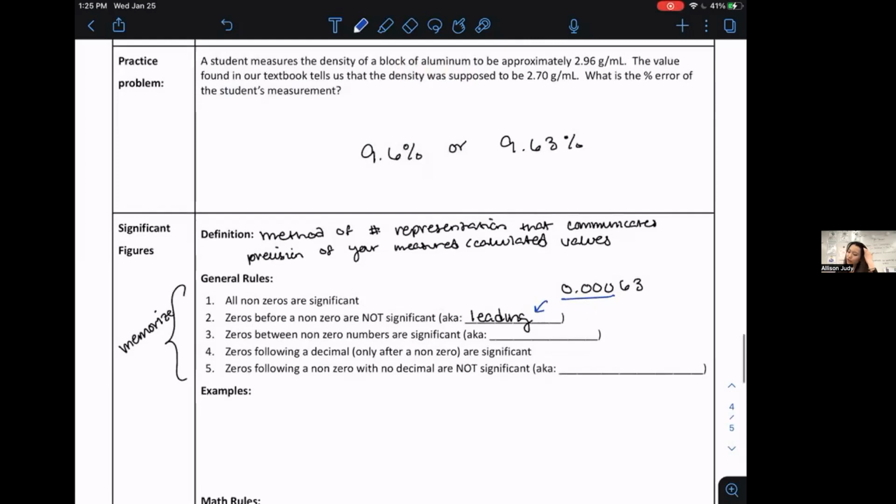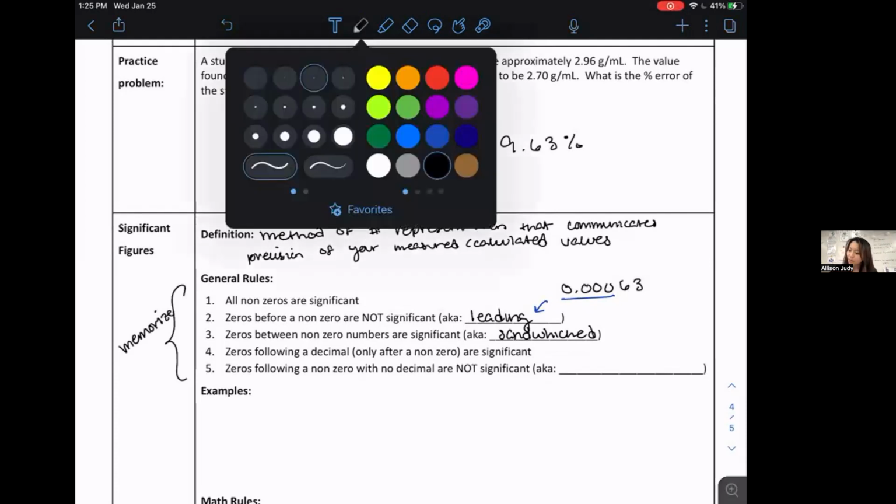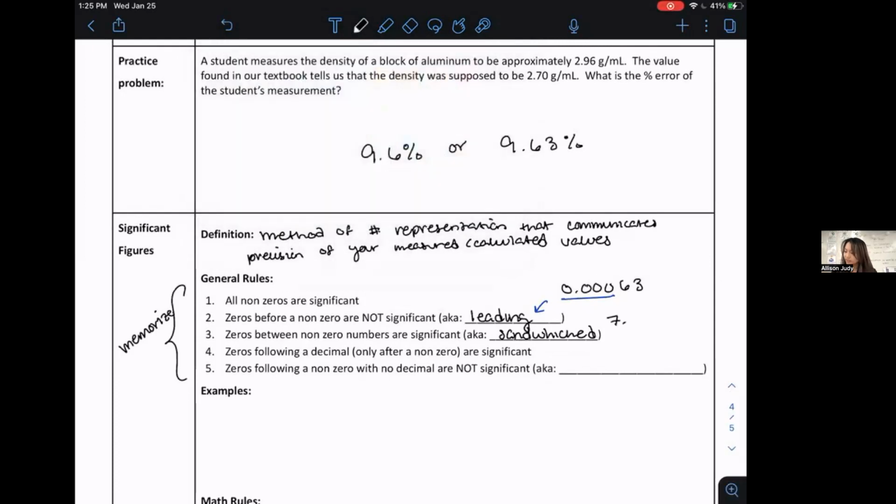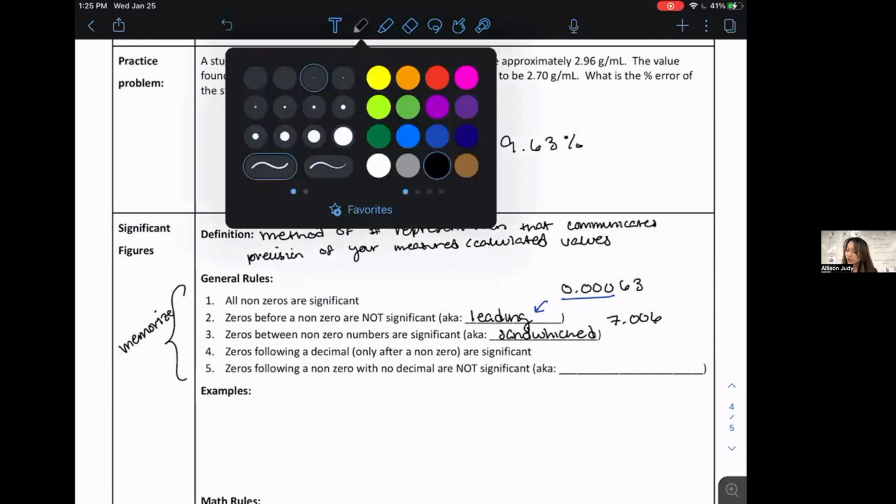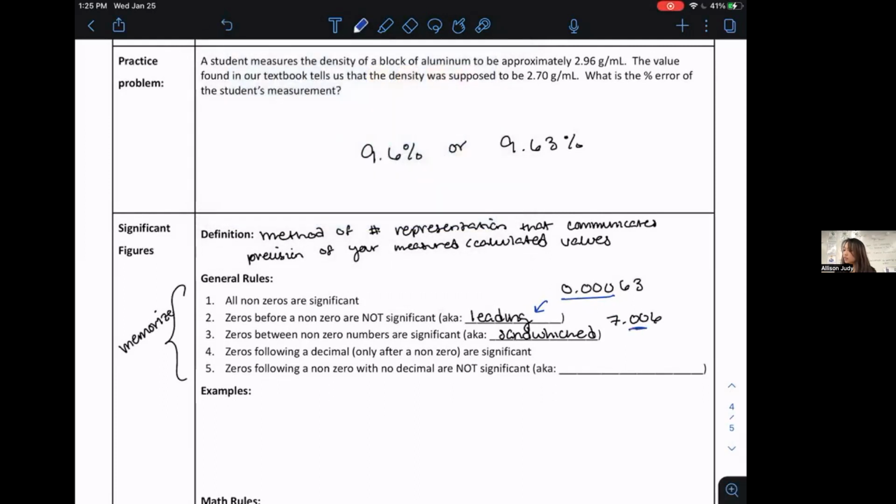Next one, zeros between non-zero numbers are significant. We call those sandwich zeros. It's kind of like in a Netflix high school drama, there's always that one friend in the popular group that you're like, how are you popular? It's just the effect of being sandwiched by popular people, which is very inaccurate. And for an example, if this was a number that I gave you, 7.006, your sandwich zeros right there would be considered significant.